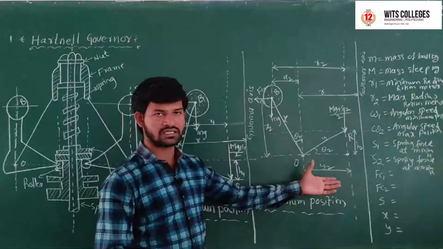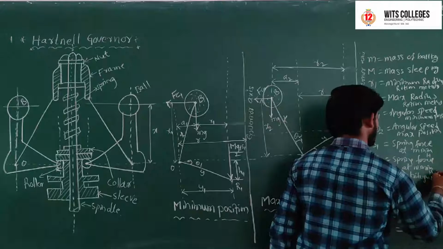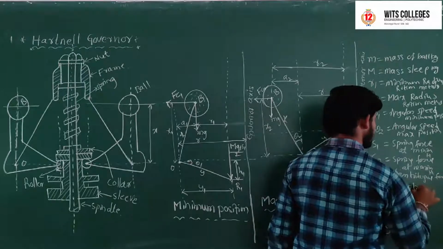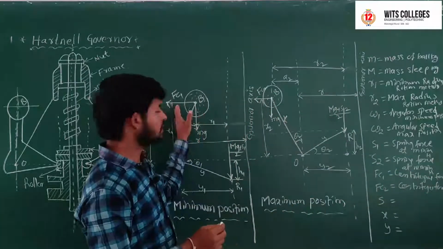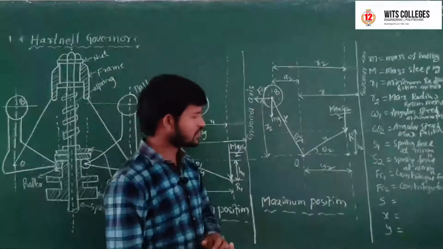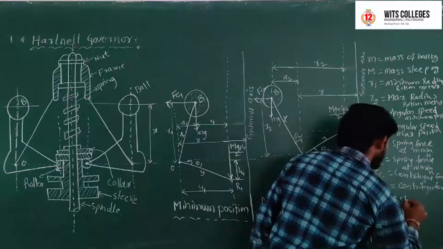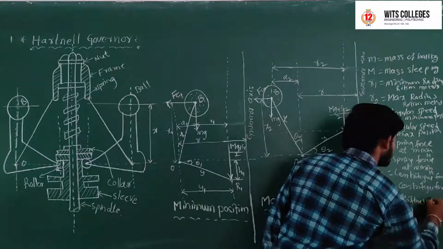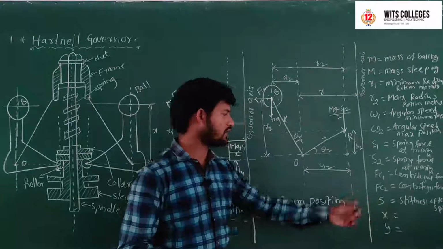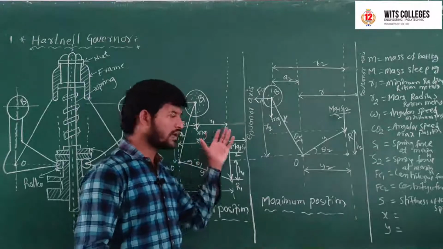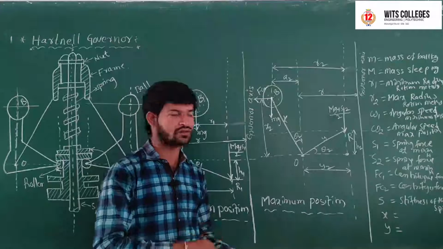FC1, we know the FC1, that is the centrifugal force at minimum condition, and FC2 is the centrifugal force at maximum condition. S is nothing but the stiffness of the spring. We know the S value, that is the stiffness of the spring. Then next we will derive and find out the stiffness of the spring.